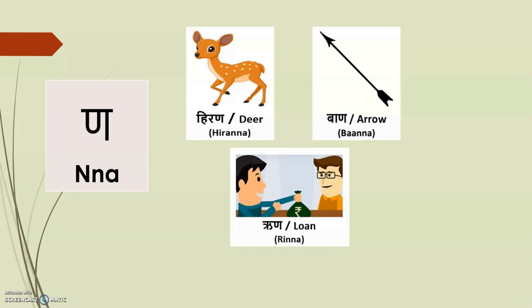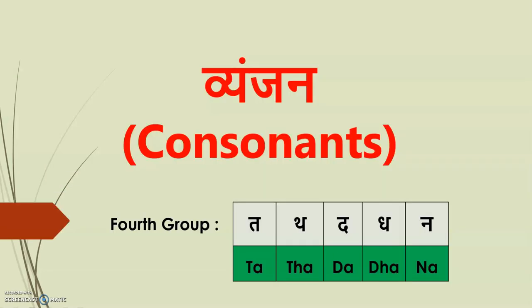I hope the third group is clear to you now. In my next lesson, I will be explaining the fourth group of consonants. So, in the fourth group, or in the fourth row, we have the following letters. The first one is th. The next one is th.